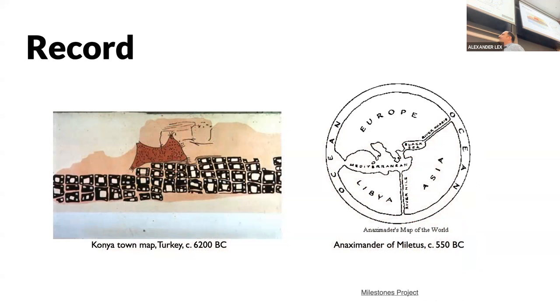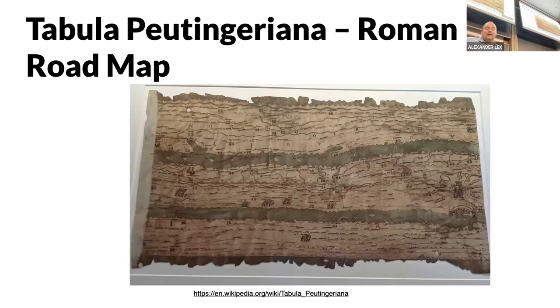These were more artistic in a sense, but these here are actually super early examples of what I would call data visualizations, right? We have a map of a town in Turkey from about 6,200 before Christ, or a map of the Mediterranean of 550 BC. These are early examples of where data visualization was happening. And I was very impressed when I saw this in a museum last year.